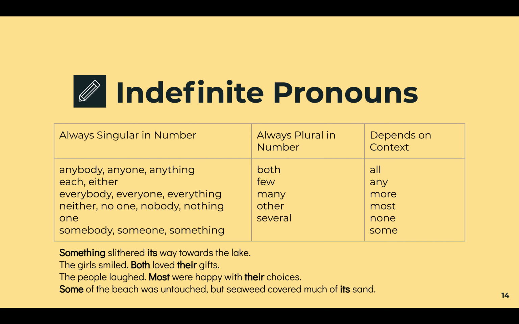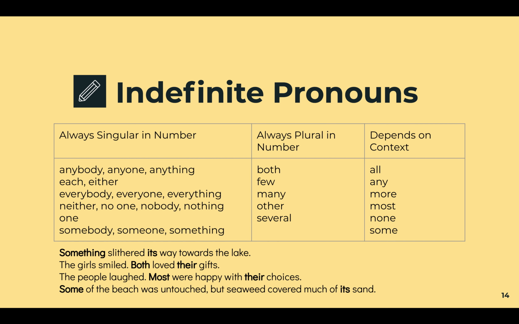Indefinite pronouns can be a bit tricky, so I made this table for you. It's also found in your textbook chapter on pronouns. But there are some indefinite pronouns that are always singular in number. The ones you see on this chart. Anybody, anyone, anything, each, either, everybody, everyone, everything, neither, no one, nobody, nothing, one, somebody, someone, and something. Anytime you use these words, then they're going to be singular. Okay, they're not going to be plural ever. They're always going to be singular pronouns.